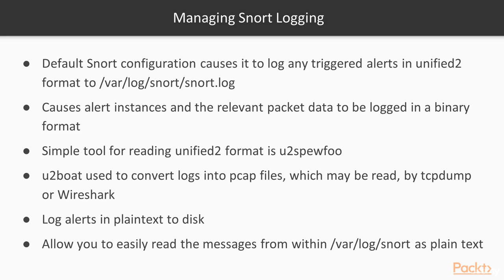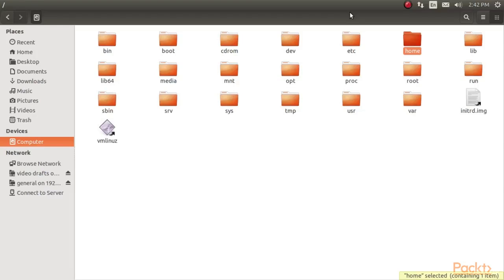Wireshark. A useful option from the console without any non-Ubuntu provided tools would be to log alerts in plain text to disk. These alert logs would allow you to easily read the messages from within /var/log/snort as plain text. You may also choose to have Snort log packet captures directly into PCAP format. Now after this brief introduction, we will see how to do it.